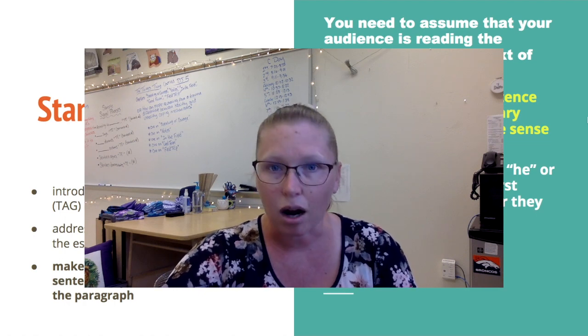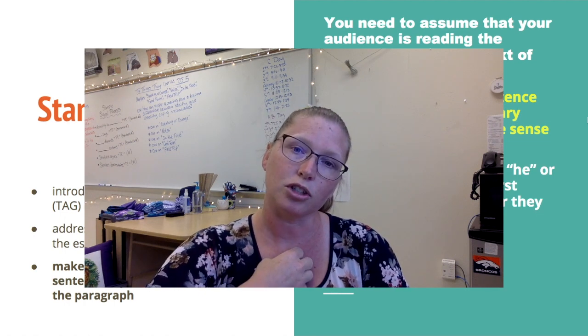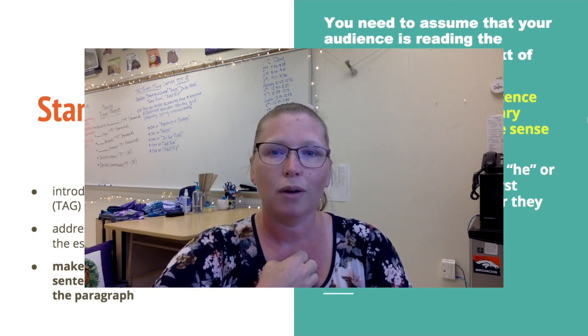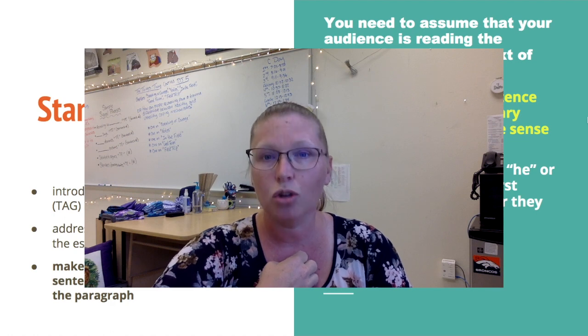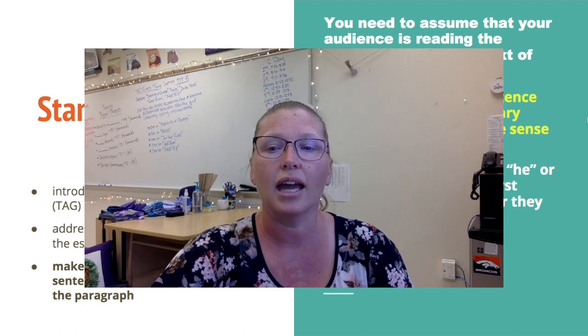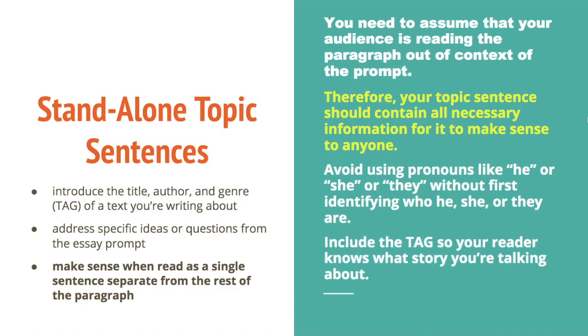I don't know who they are. Now, as your teacher, I know what you're talking about because I assigned that essay to you, but as a random Joe off the street, I don't know that. And so you want to assume that I don't know who he is or who they are. So make sure that you include the tag so the reader knows what story you're talking about. So that's where you include John Steinbeck, the novella, the Pearl part, but also make sure that you include character names instead of just jumping into he or she or they.